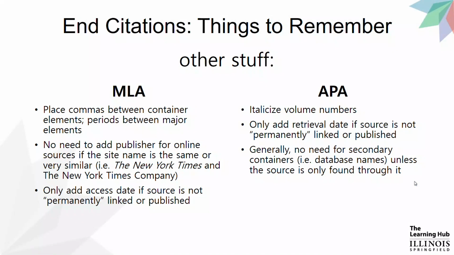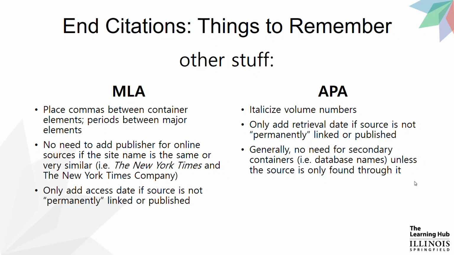There's some other stuff just worth noting. In MLA, you do place commas between container elements and periods between major elements. So the author information ends with period. The title information ends with period. All of the container information is together and separated by commas. So you would have, say, the journal title, comma, volume number, comma, page range, period is the end of that section.